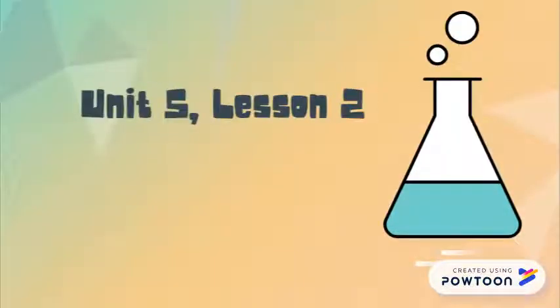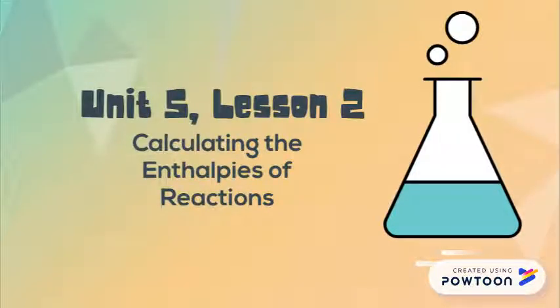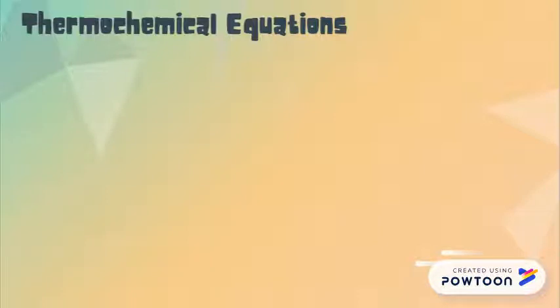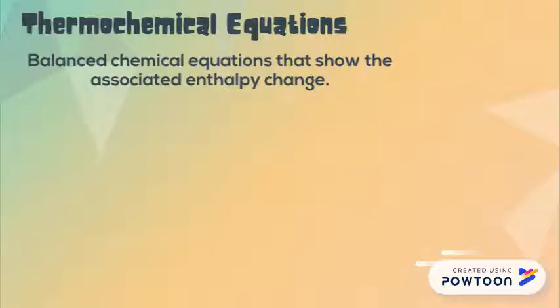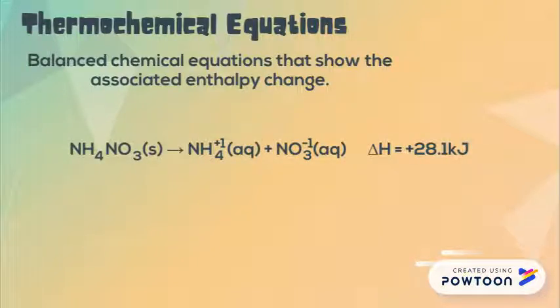For Unit 5, Lesson 2, we will be discussing the various ways you can calculate the enthalpies of a reaction. During our last lesson, we discussed enthalpy, or delta H. We can now associate an enthalpy with a reaction. We call these thermochemical equations. They're balanced chemical equations that show the associated enthalpy change. For example, the delta H for this reaction is 28.1, meaning it's an endothermic reaction.